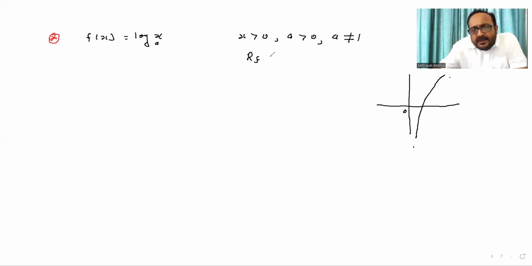Range belongs to minus infinity to infinity. But sometimes you will say that it will not be equal to all the real numbers. Okay, I will explain with an example. Similarly, if a is less than 1 and greater than 0, the graph of log comes in this way, again minus infinity to infinity.